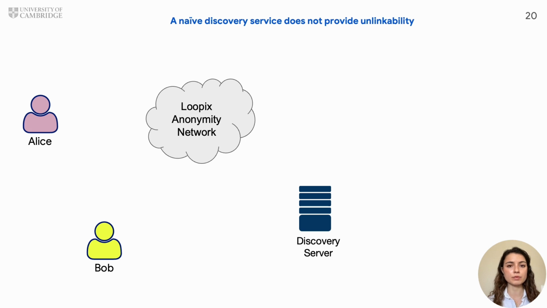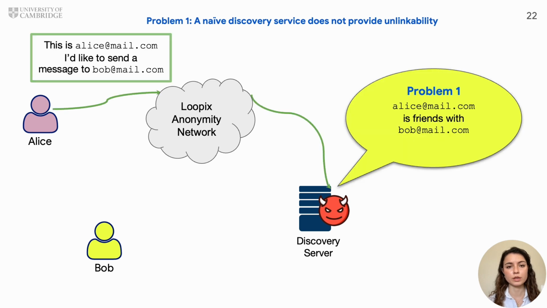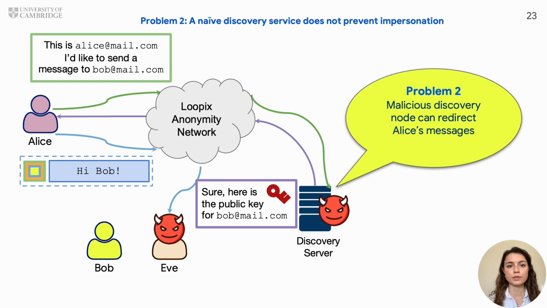Now let's look at what happens if we try to use the user discovery model used in regular networks and things like end-to-end encrypted messaging applications on anonymity networks. In this model, there is a key lookup server that provides the users with the public keys that they're searching for. Now let's assume that the discovery server is malicious. The first problem here is that when Alice searches for Bob by his username, the discovery server learns that Alice is looking for Bob and therefore they're likely friends. There is also another problem. The discovery server can give Alice a key that doesn't belong to Bob.